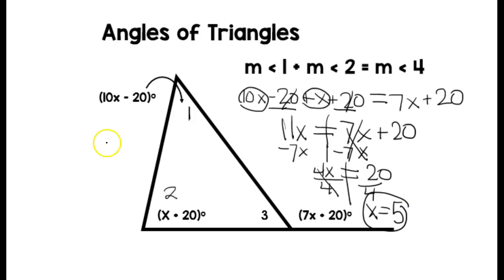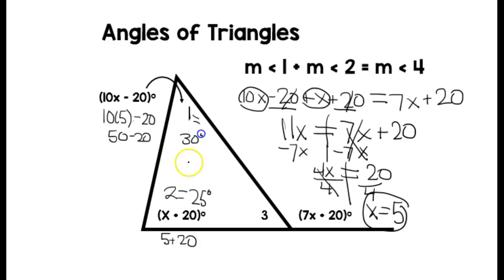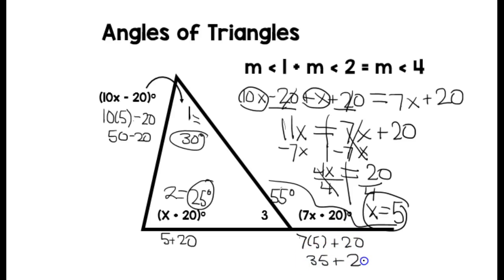If I know x equals 5, then I can figure out what x plus 20 is. This would be 5 plus 20. So angle 2 here is going to equal 25 degrees. 10x minus 20 is the measure of angle 1. Well, if I know that x equals 5, 10 times 5 is 50 minus 20. So the measure of angle 1 is going to equal 30 degrees. And now, I do know that the measure of angle 1 plus 2 is equal to the measure of angle 4. So 30 plus 25, this should be 55 degrees. But I can also substitute in here with my 5. So 7 times 5 plus 20, this is 35 plus 20. And again, that just proves here this is going to equal 55 degrees.